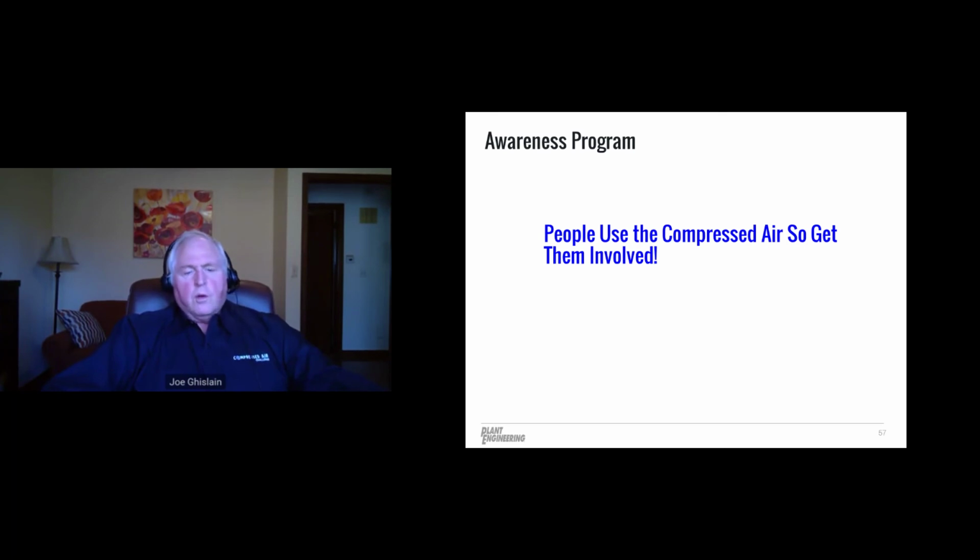And of course, we want to make sure that once we've done this, we make people aware of it. People use compressed air, so get them involved. And you also have people that may not use the compressed air as much, but they're the maintenance guys that take care of the system. They have a better understanding of what it is and what needs to be done, but a lot of times they're not aware of the costs too.